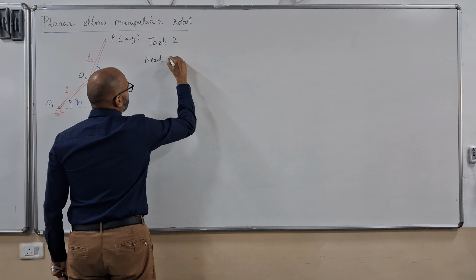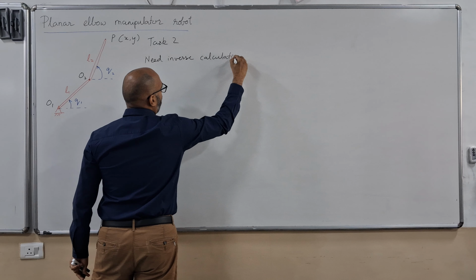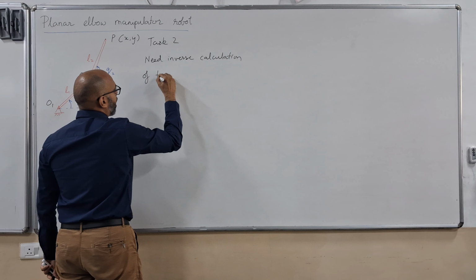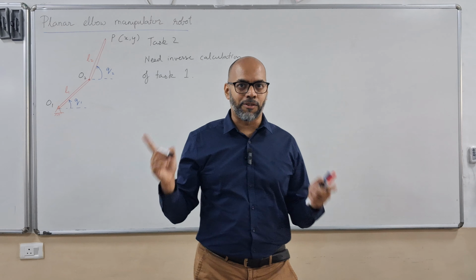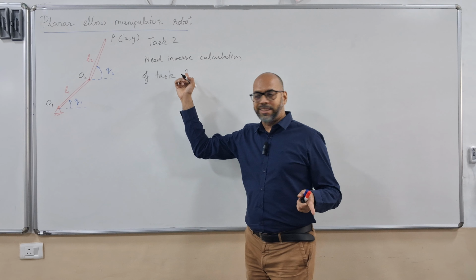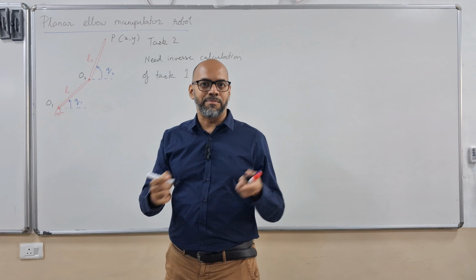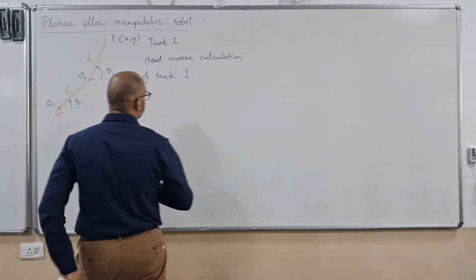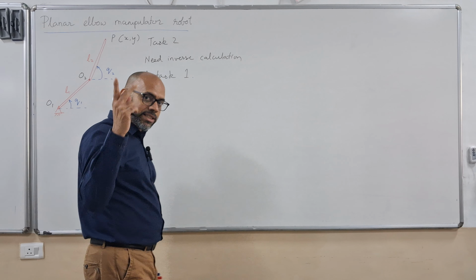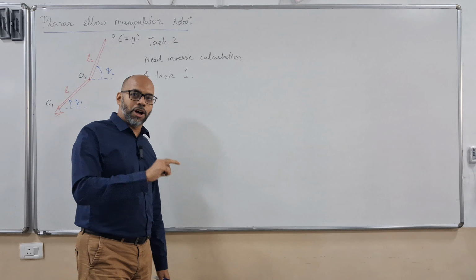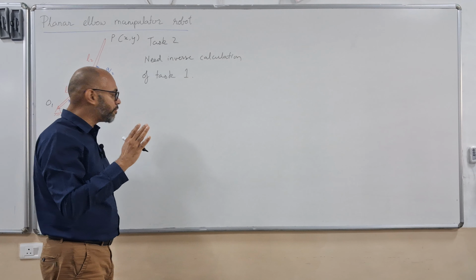So task 2 needs an inverse calculation of task 1. Task 1 has a name, it's called forward kinematics. So this, as you might have guessed, has inverse kinematics as the name, because you are now doing the inverse calculation. What you can do is use the same two equations, equations 1 and 2, and solve them numerically to find q1 and q2 given x and y.